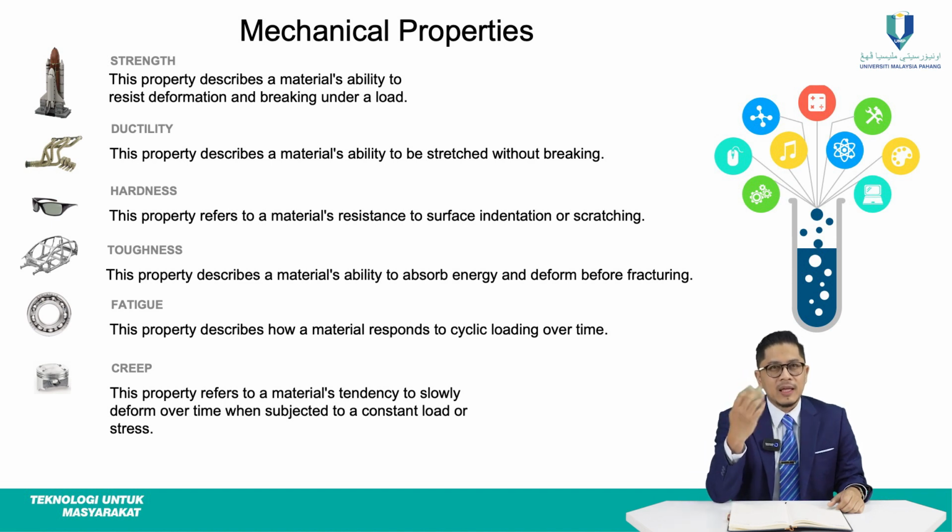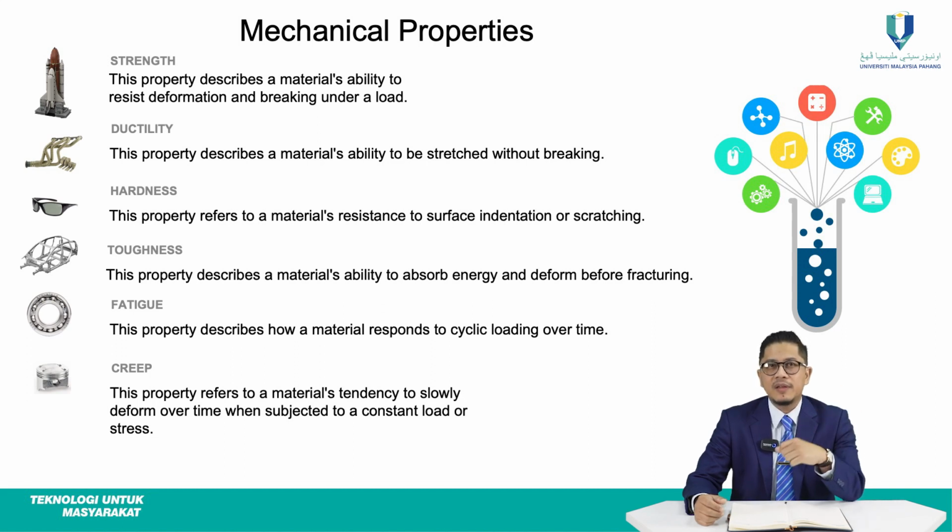Number 4, toughness. It is a critical mechanical property that determines a material's ability to withstand sudden impact or loads. It is essential for materials used in applications such as construction, automotive, and aerospace, where the ability to absorb energy before fracturing is crucial.